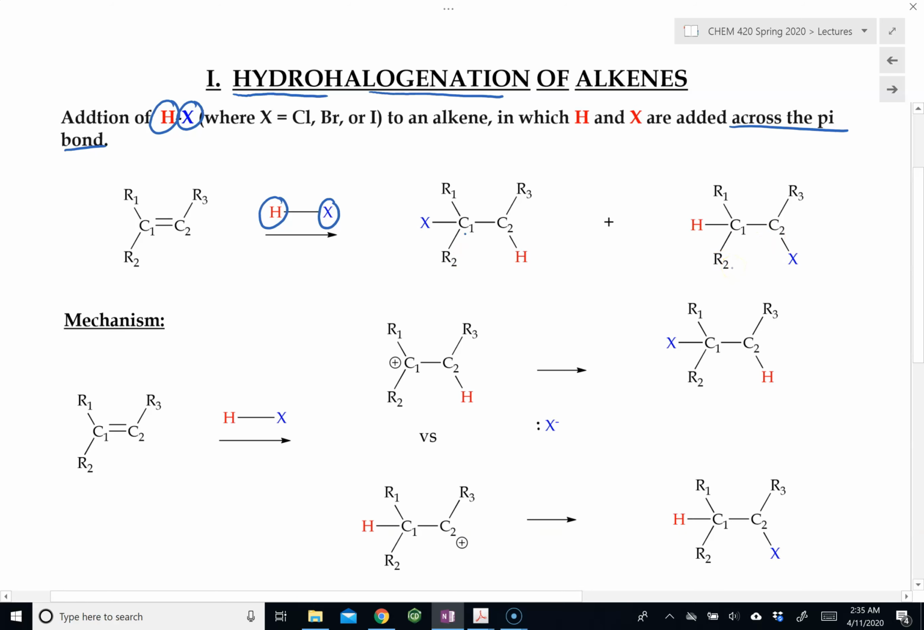And the question now is, which of these would be the major product? In this lecture, we will go over these two products and determine for sure which one would be the major product. We will also go over the explanation of this as well.